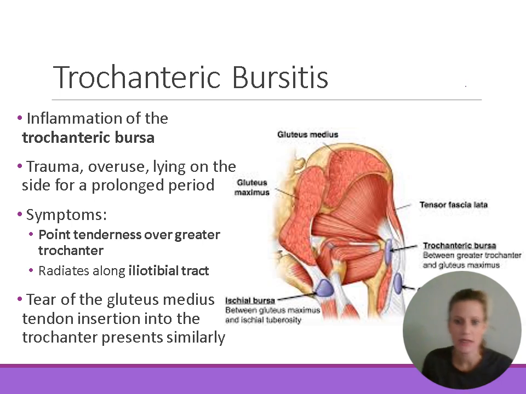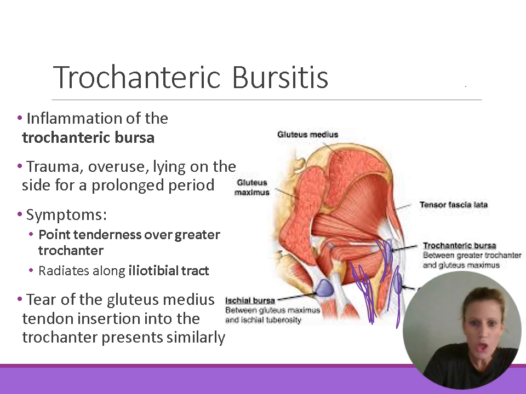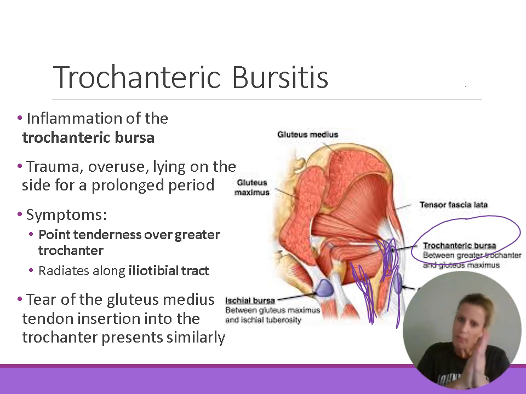Trochanteric bursitis is a bursitis, or inflammation, of the trochanteric bursa. The trochanteric bursa is the bursa between the greater trochanter and the gluteus maximus. So if you look at the picture here, think about the femur, right? The femur is right underneath in here, and it has a lesser trochanter medially, and laterally it has a greater trochanter. The greater trochanter is the part that protrudes out laterally the most. So the trochanteric bursa is this little fluid-filled sac that goes between the muscle, the gluteus maximus, and the trochanter itself.